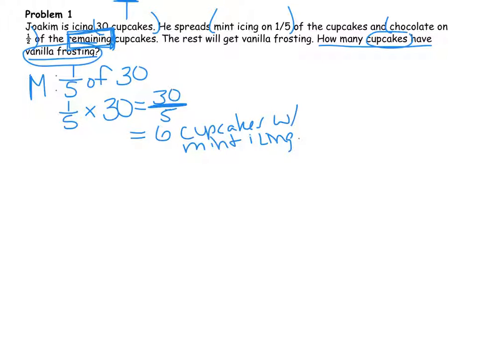Well, now let's look at the next one. It says chocolate on half of the remaining cupcakes. So it's not all the cupcakes, it's how many are left. Well, I know I have 30, and I'm taking away how many had mint icing, which is 6. 30 minus 6 is 24 cupcakes remain.